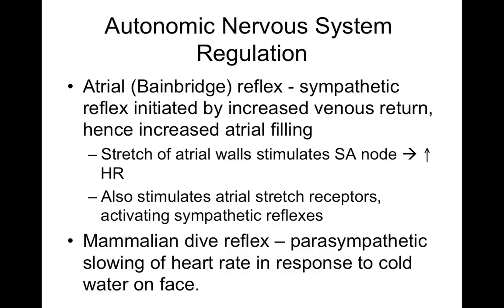Now, there are some reflexes that occur in the heart too, you guys, like the atrial Bainbridge reflex. This occurs when the atria stretch due to increased venous return, and due to atrial stretch, the heart beats more quickly. And that makes sense, because if the atria are stretching, that means you have increased venous return. And if this causes your heart rate to increase, then you can keep up with that venous return and increase cardiac output.